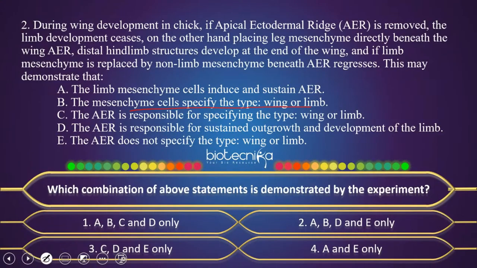Mesenchyme cells specify the type. Yes, definitely. But AER doesn't specify the type. C is wrong. AER is responsible for only the outgrowth, development and extension of the wing. And AER does not specify the type. That's why neither C nor E can be correct. Since C and D are opposing statements, any one of them will be correct. So C is not correct, which means over here D will be correct. Yes, AER doesn't have any job in specifying the limb type. So the correct answer over here is A, B, D and E.